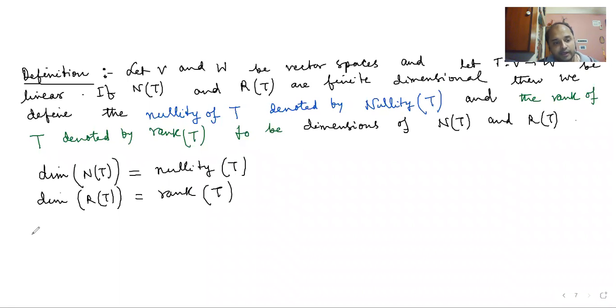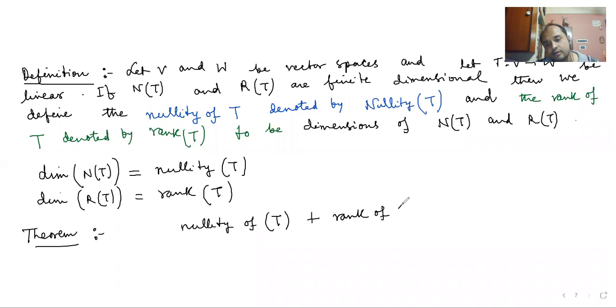And there is a very important theorem, given in the book, which says that nullity of T plus rank of T becomes the dimension of the vector space V. A very, very important theorem. Nullity of T plus rank of T gives you the dimension of the vector space.